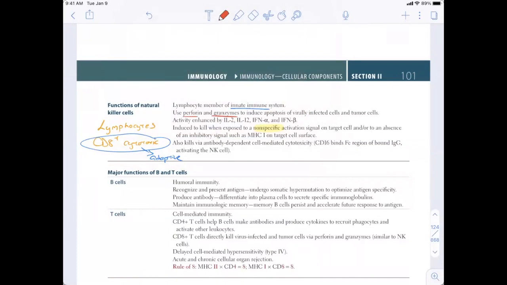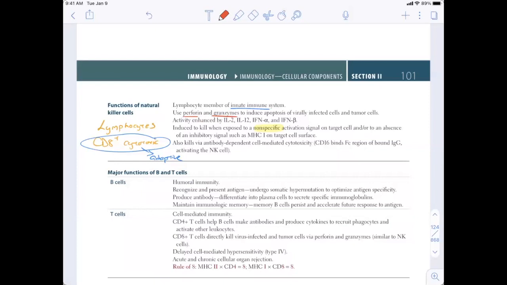Perforin and granzymes to destroy the cell. The perforin, like the name implies, perforates the cell, perforates the virus, all right? So the perforin perforates it, and then the granzymes bring the enzymes that induce apoptosis of the cell, and that's pretty much how you destroy it, okay?